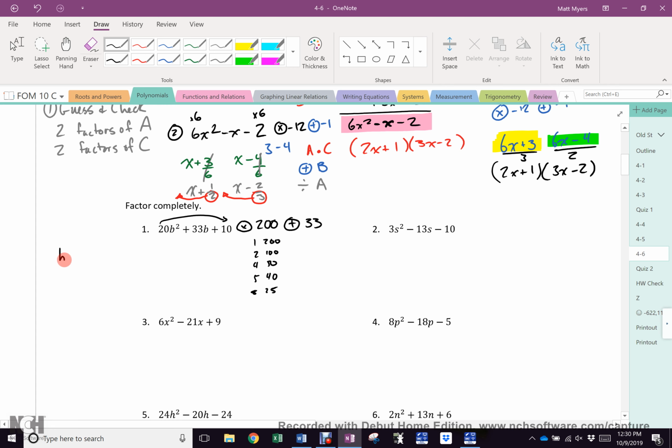I could go B plus 8 and B plus 25, but it's not really 8 and 25, is it? Because what did I do to get 8 and 25? I had to multiply by 20, didn't I? So what do I need to do now? Divide by 20. Would Mrs. Bag Crumble let those fractions live? What's this one simplify to?